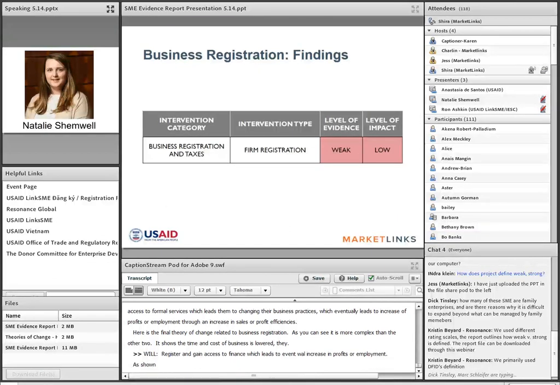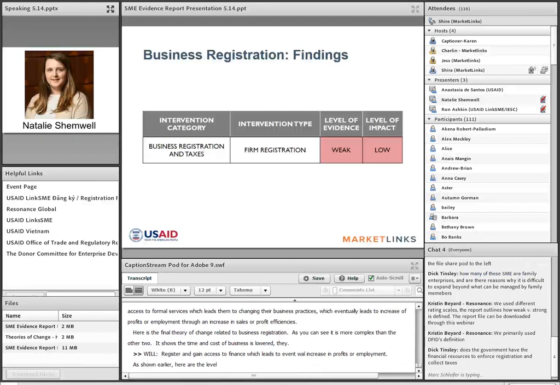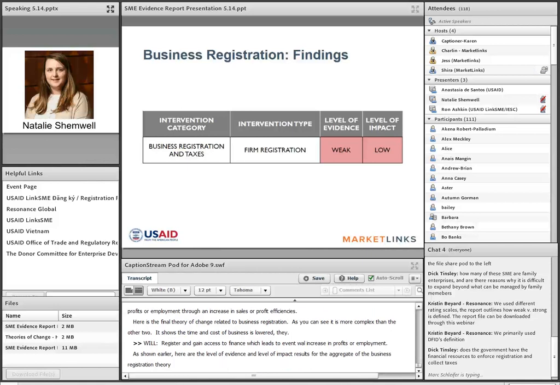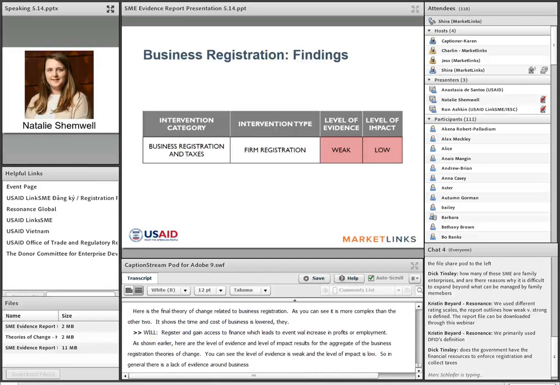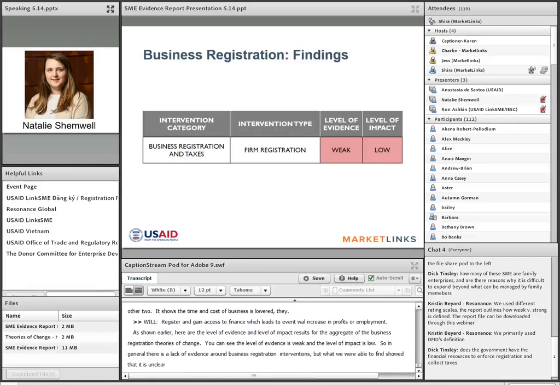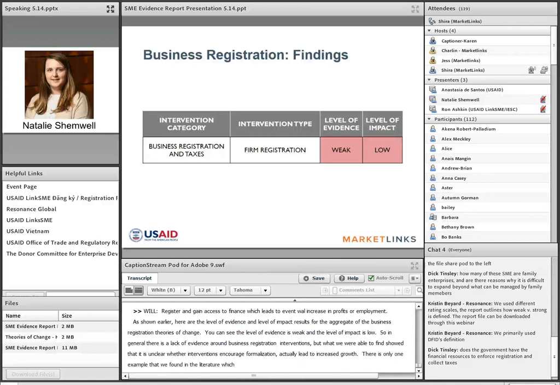As shown earlier, here are the level of evidence and level of impact results for the aggregate of business registration theories of change. You can see the level of evidence is weak and the level of impact is low. So in general, there is a lack of evidence around business registration interventions, but what we were able to find showed that it is really unclear whether interventions to encourage formalization actually lead to increased growth. There was only one example that we found in the literature which links formalization with an increase in profits, and in this example, only a small subset of the sample actually demonstrated any growth at all.